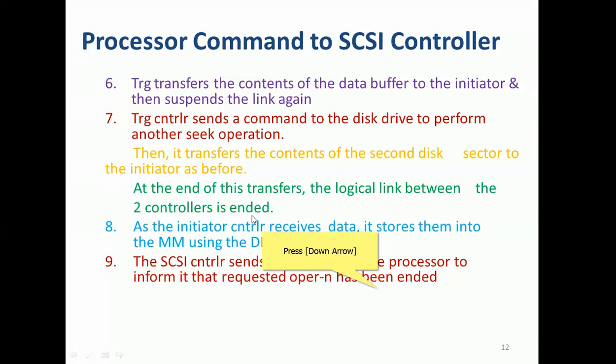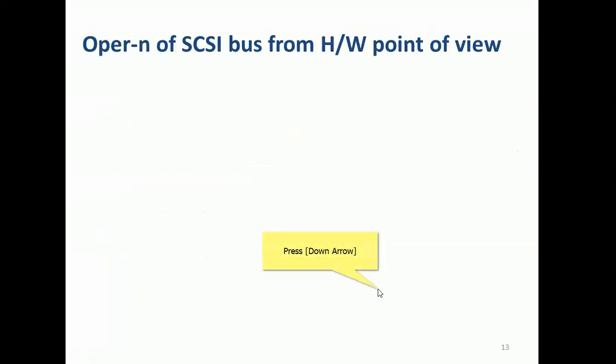So these are the sequence of steps that happen when the processor gives some assignment to the different controllers. One such controller we have discussed is the SCSI controller. Operation of the SCSI bus from a hardware point of view: the bus signals will be there, as we have seen in the case of PCI.